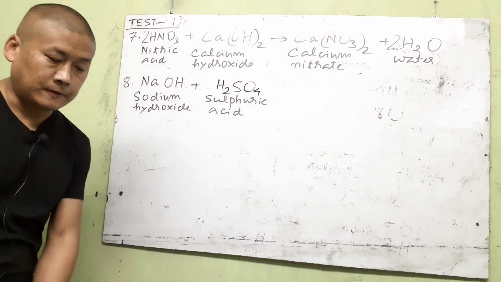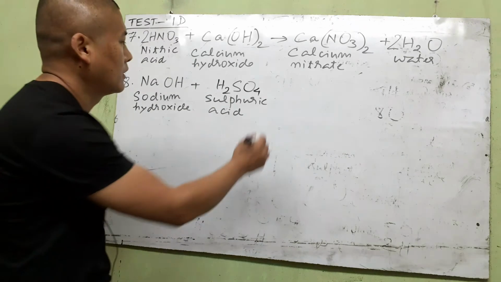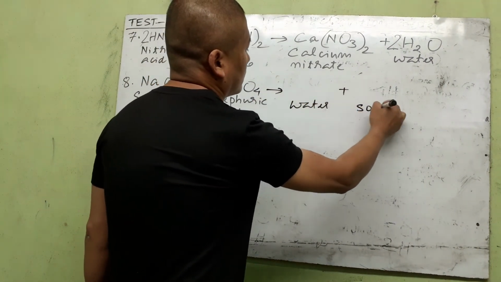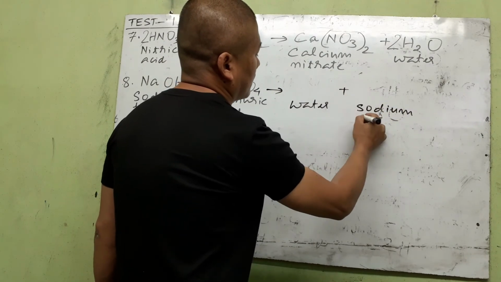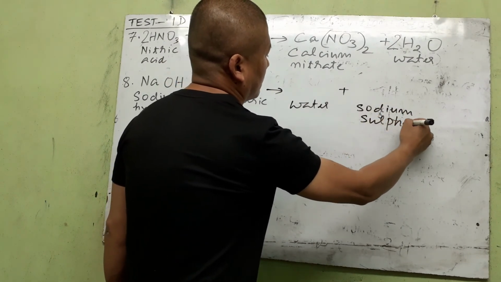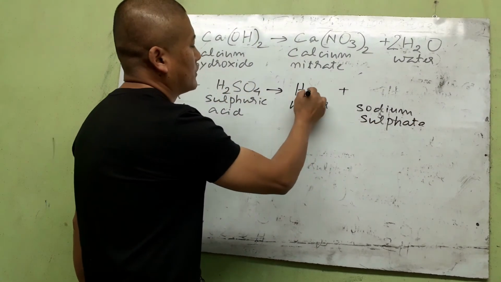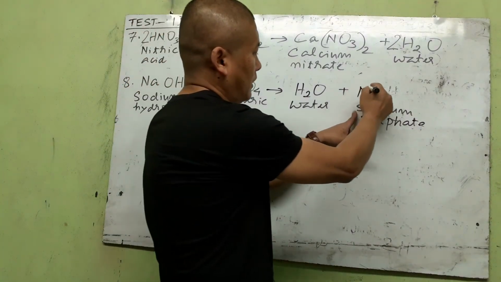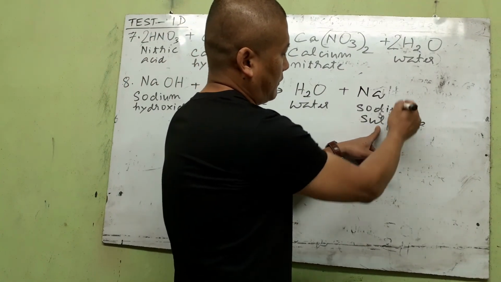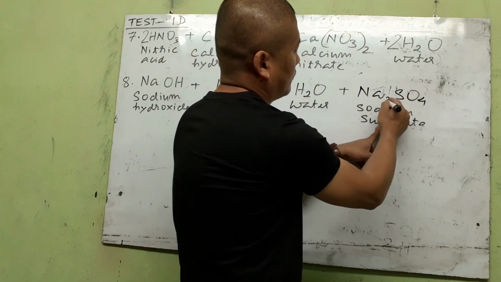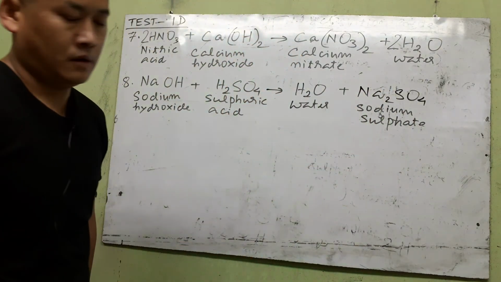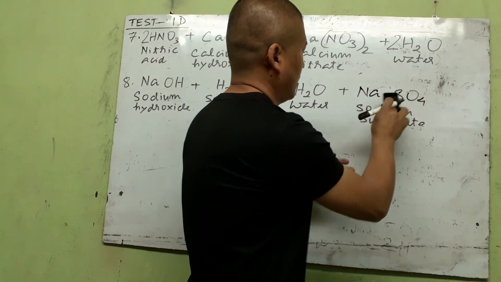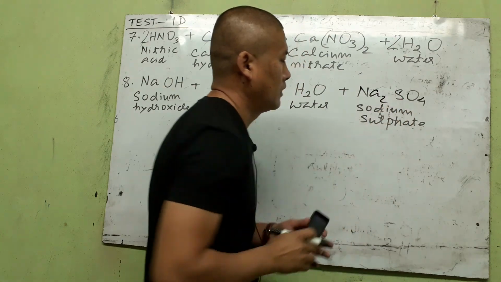You can do that. React to give water and sodium sulfate. So write it a little bit below the plus. So we'll form the formula. Water is so easy, H2O. Now the next one, remember your starter, sodium ion Na plus, sulfate ion SO4 2 minus, so this 2 will go to the lower backside of Na. So Na2SO4. Now we need to balance.